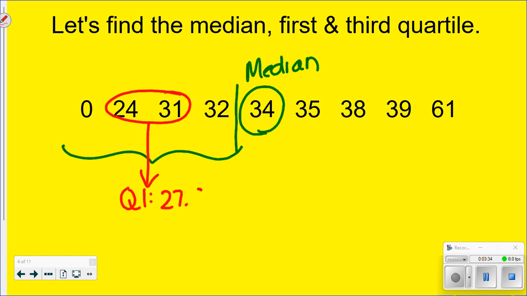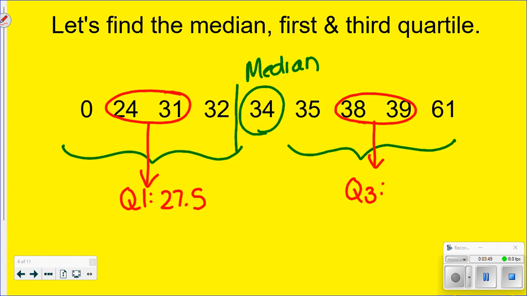Okay, and we're going to do the same thing over here. This is my upper quartile, or my third quartile. I'm going to look at these two numbers because I don't have a true median, so I have to add them together and divide by 2. So I know my quartile 3 is going to be 38.5.